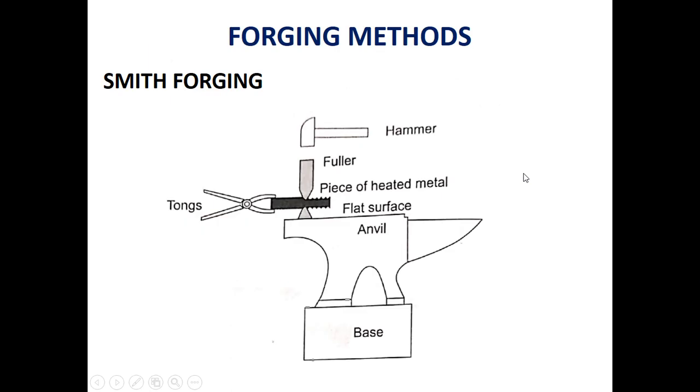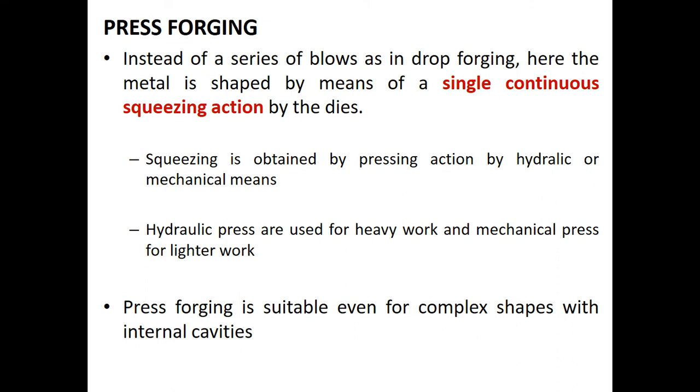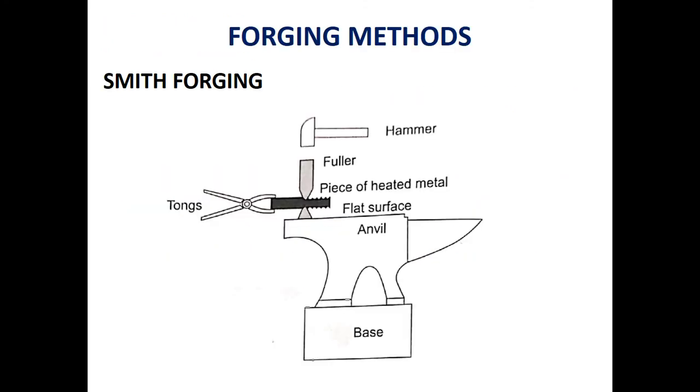Now let's see different types of forging methods. One is called Smith forging, and then power forging, drop forging, and press forging. Let's look into them. What do you mean by Smith forging?